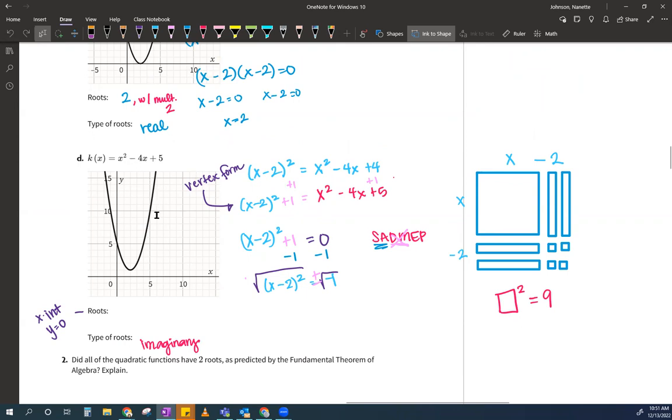No. Whose great idea was to pull in the square root? That was yours. If you scroll up to the chat, I said, okay, well, how do I get rid of the squared? Who said to get rid of it using the square root? You did. So if you bring in square root, you have to remember plus or minus.